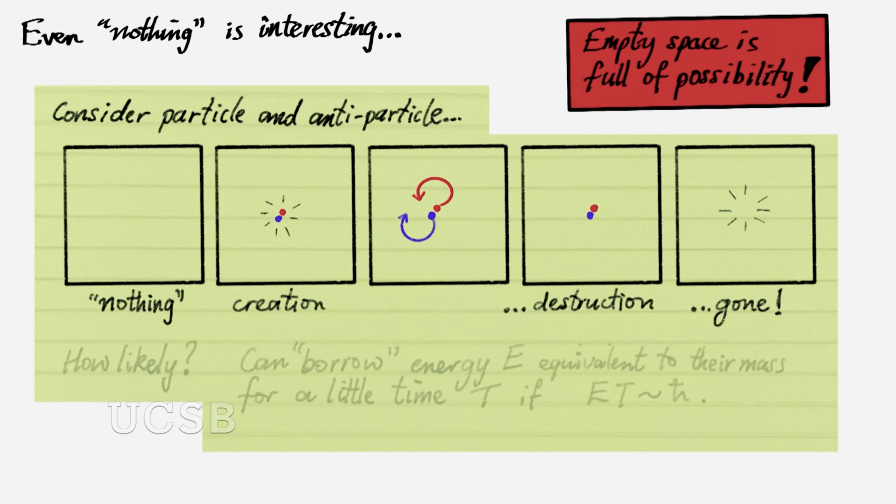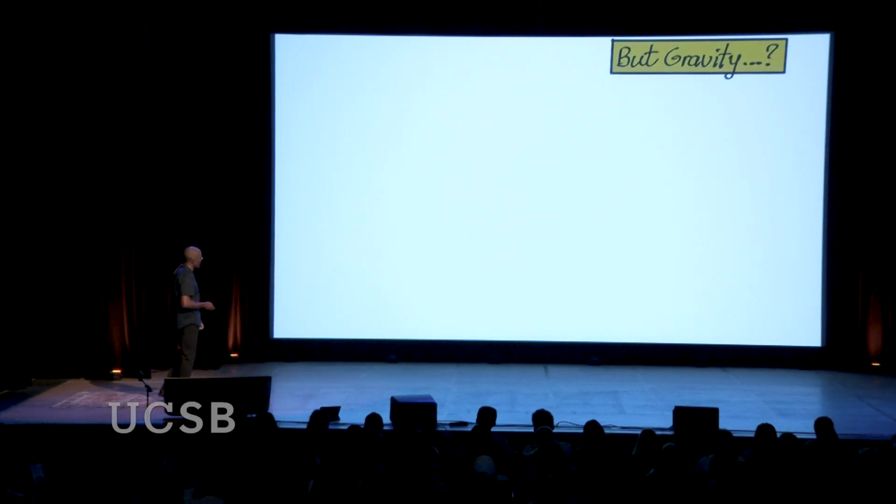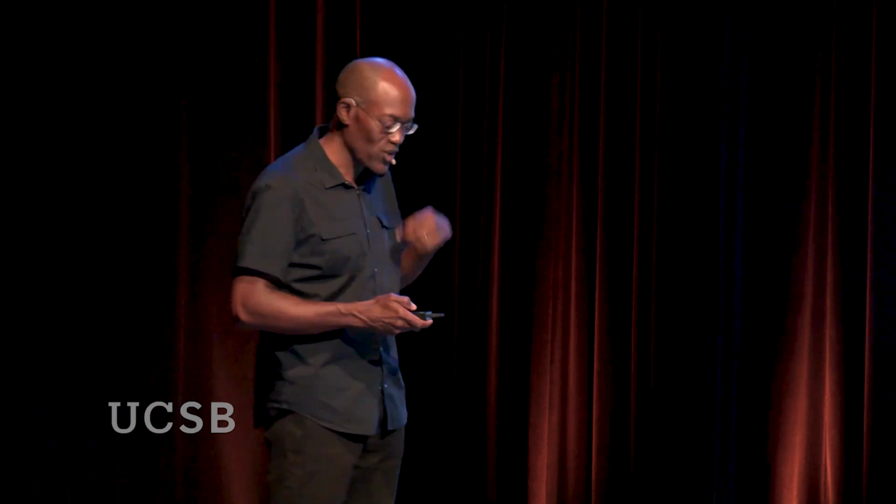Why is this allowed? Because there's some amount of energy, equals mc squared, equivalent to their mass, some amount of time they can exist for before they re-annihilate. Energy times time has dimensions of action. If, again, that's comparable to the constant of nature, h bar, then it's allowed. It's essentially borrowing energy a little bit from the vacuum before it gives it back.